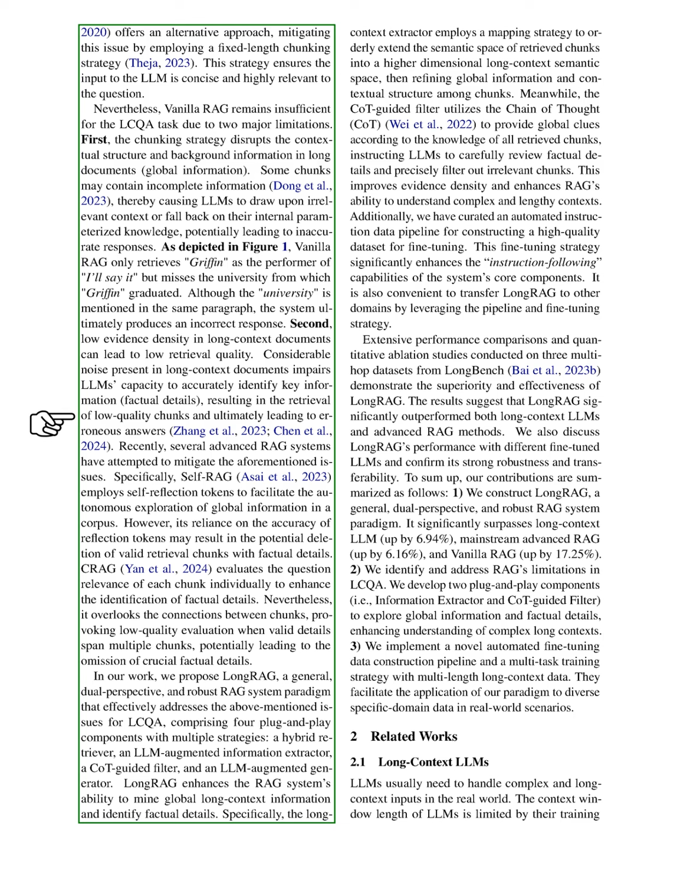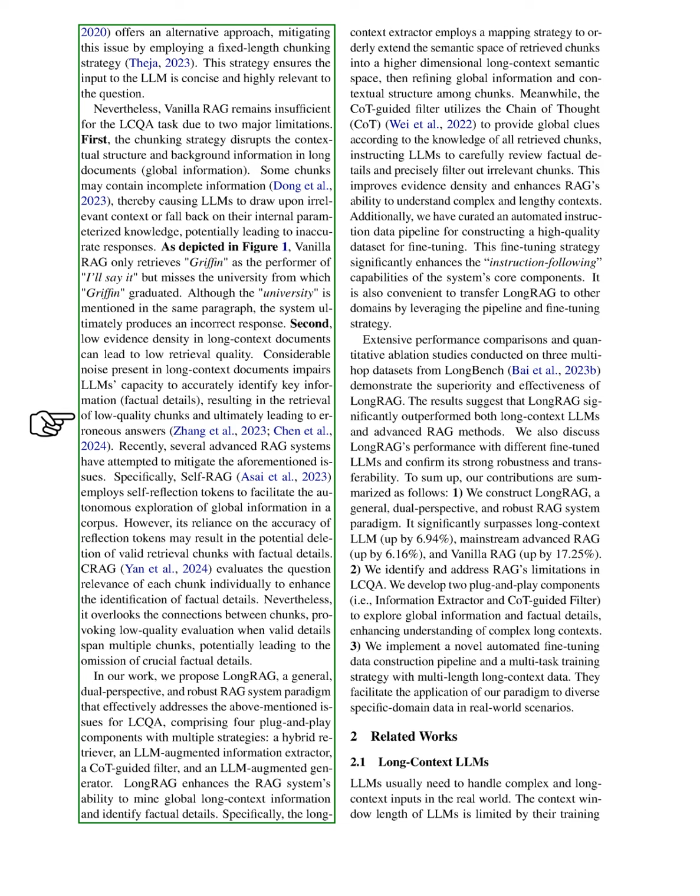Recent RAG systems like Self-RAG and CRAG have tried to improve these issues. Self-RAG uses self-reflection tokens to explore global information but risks losing valid chunks. CRAG assesses each chunk's relevance individually but may miss connections between chunks, leading to overlooked important details.